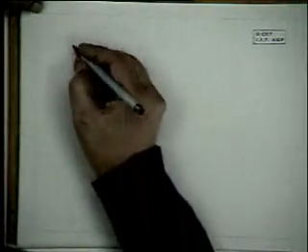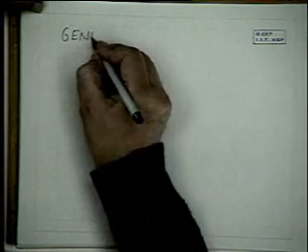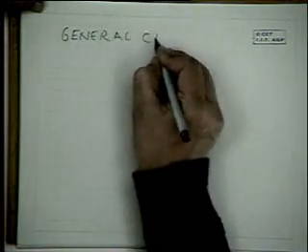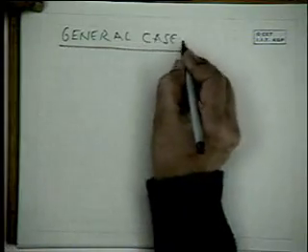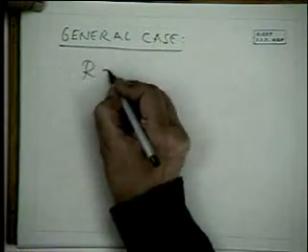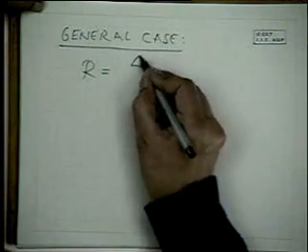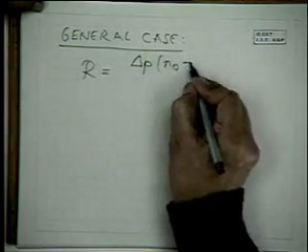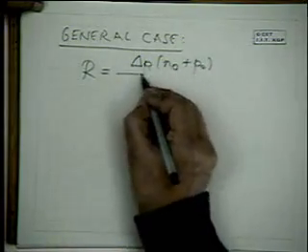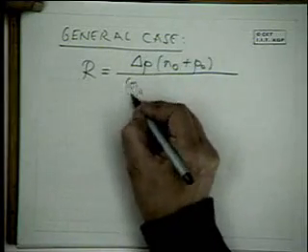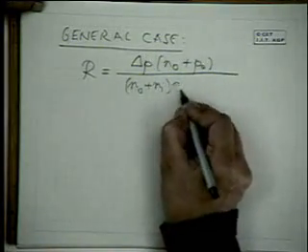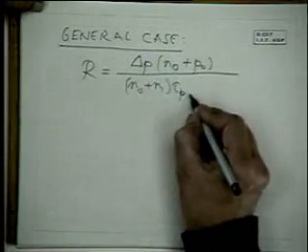Okay, in general, if you want to see how the recombination rate varies, we have a general case. R is equal to again, simplifying the numerator.